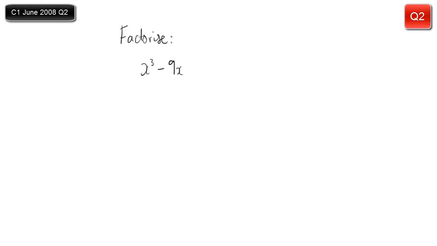Okay, so this is a C1 question, and you're not expected to know the factor theorem or remainder theorem for C1. So if you see a cubic to factorize, chances are it'll be fairly straightforward and it'll be a bit like this one. Looking at this, we can see that both terms have x as a factor. So the first thing we can do quite easily is take x out. So x times x squared minus 9. You can check for yourself that that expands back to give what we started with.